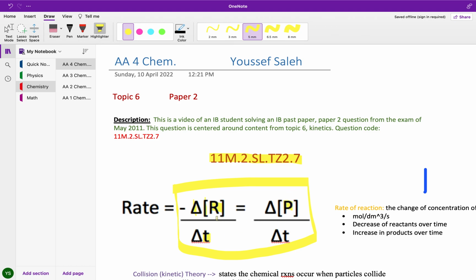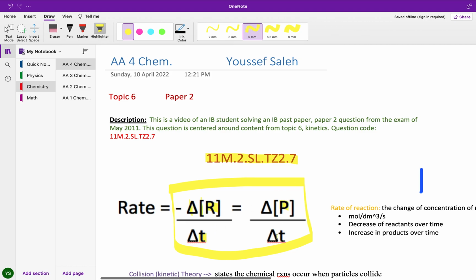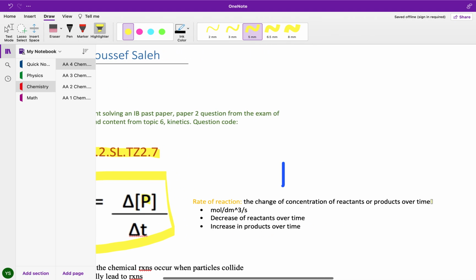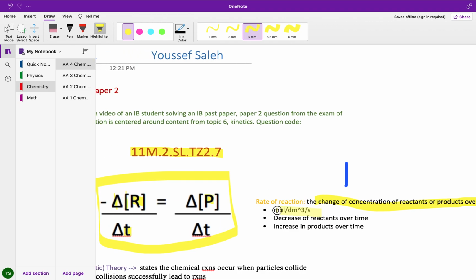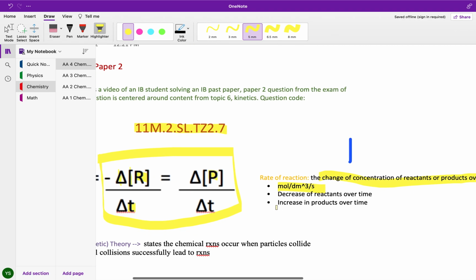So the equation says that the rate of the reaction is the change in concentration of the reactants over time or products over time. And that's the exact definition: change of concentration of products or reactants over time. The unit for the rate of reaction is mole per decimeter cubed per second. Mole per decimeter cubed is the unit for concentration, and second is the unit for time.